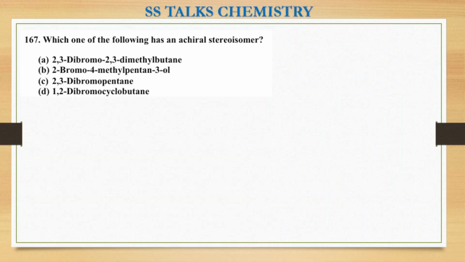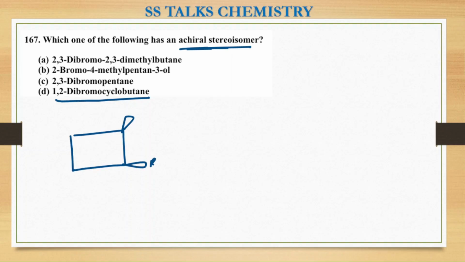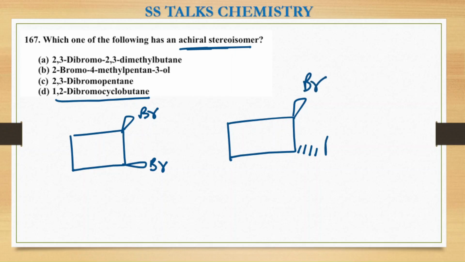Now let us move on to the next one, that is this. It says which one of the following has an achiral stereoisomer. Among these given four, if you check, 1,2-dibromocyclobutane can exist in two forms. That is, both the Br groups can be present on the wedge position, that is on the same side, or they will be present on the opposite sides. That is, one is at the wedge, the other one is at the dash position.